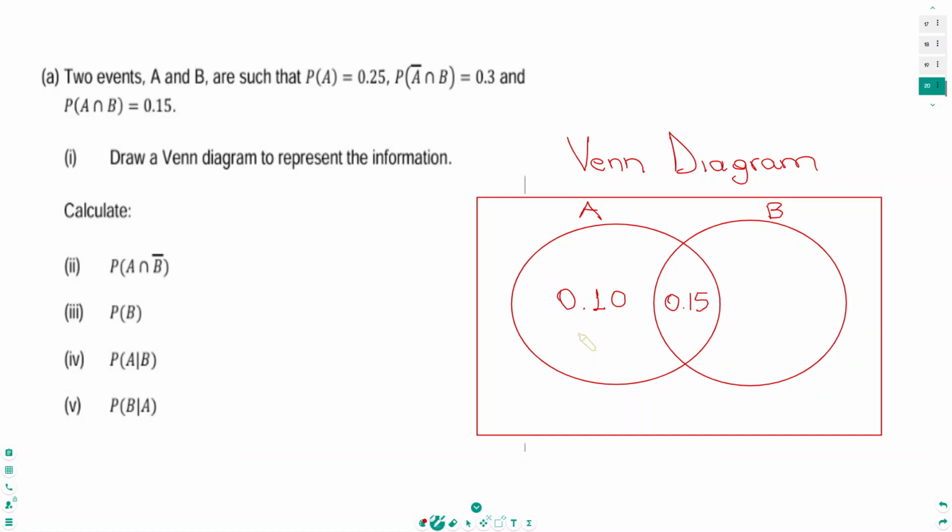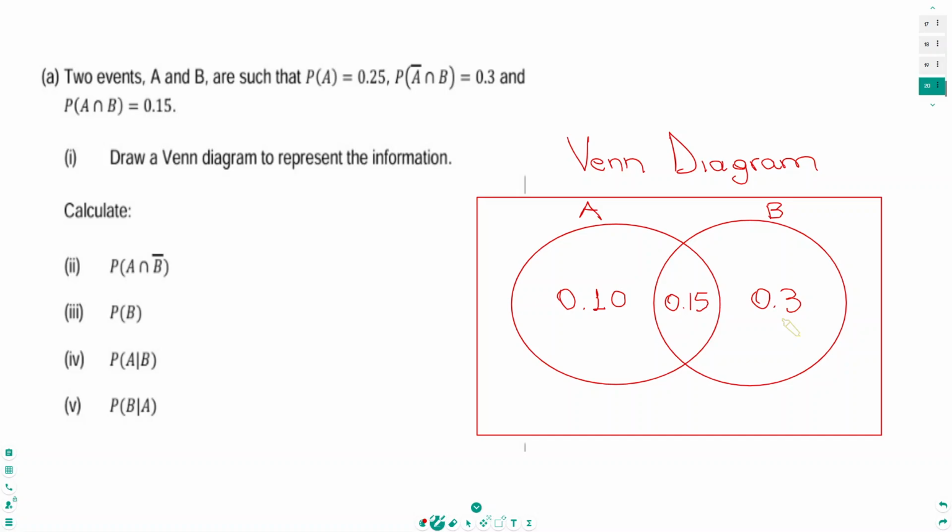Since the probability of the intersection between the event not A and the event B is 0.3, this means that the probability of the event B only is 0.3. So we put the probability 0.3 into the circle B only.